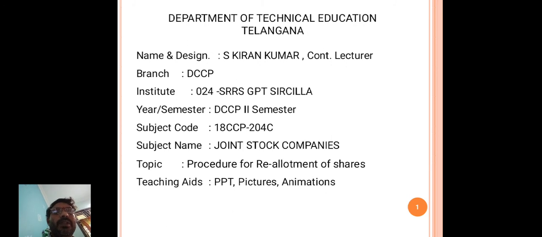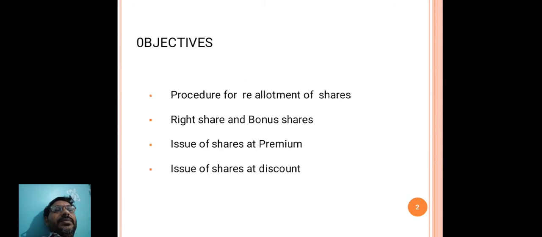The subject name is Giant Stock Companies, and the subject code is 18CCP204C. In this subject, I am going to explain the procedure for reallotment of shares.